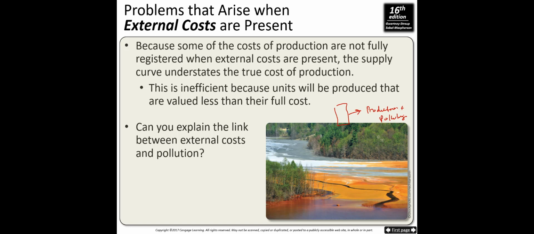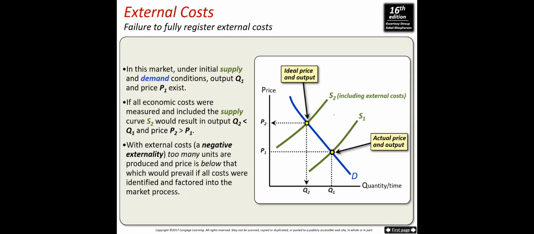Can you now explain the link between external costs and pollution? I think you can, right? Because the pollution itself is the external cost. Now let's see graphically what happens when there are external costs to production. In this market, under initial supply and demand conditions, the company doesn't bear the cost of polluting the river, so the company is producing Q1 units and selling at P1 price. But actually, this production only depends on production costs. Okay, remember there are external costs of polluting the river.